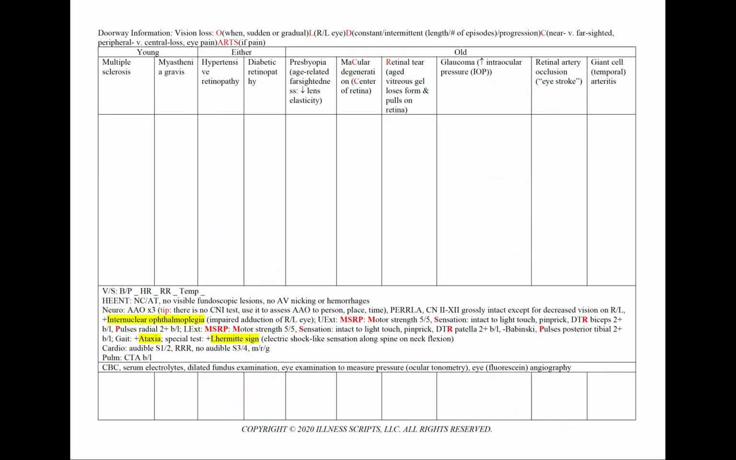For a case of vision loss, using our mnemonic OLD CARTS as our guide, we'll note the onset, or when did it start. Did your vision loss come on suddenly, or was it more gradual? Is it in your right eye, your left eye, or both?